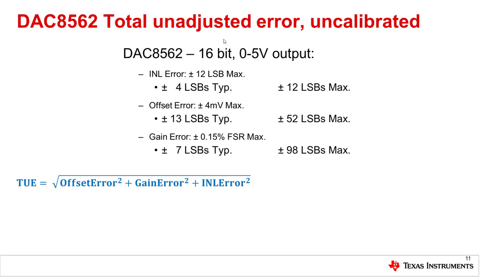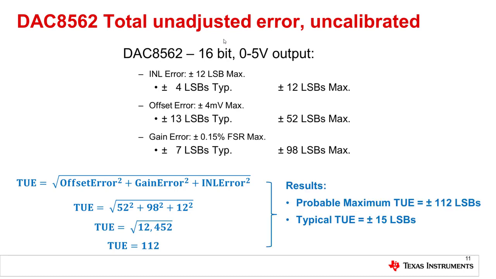Using the max values from the datasheet for each error and plugging them into the TUE equation, the DAC8562 then results in a plus or minus 112 LSBs of total unadjusted error. This is a rounded number. When using typical spec values from the datasheet, the error drops to plus or minus 15 LSBs. Now let's see what happens after we calibrate.